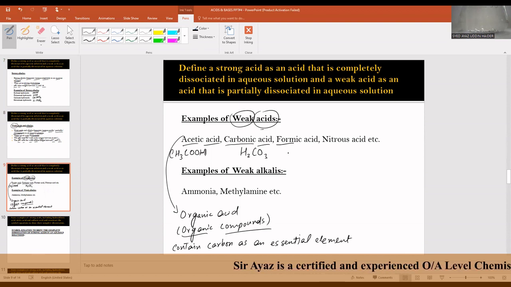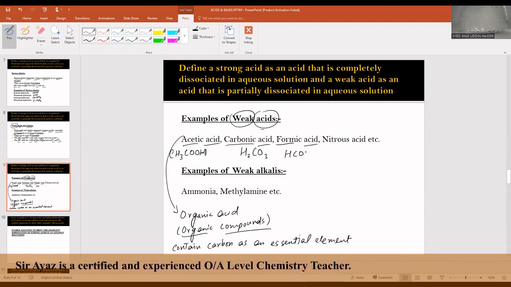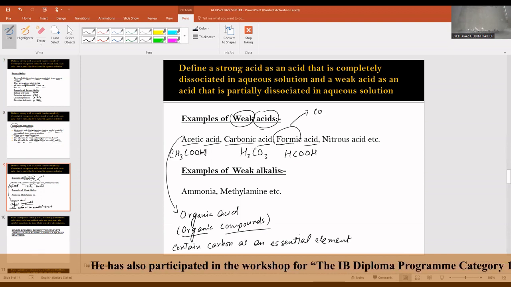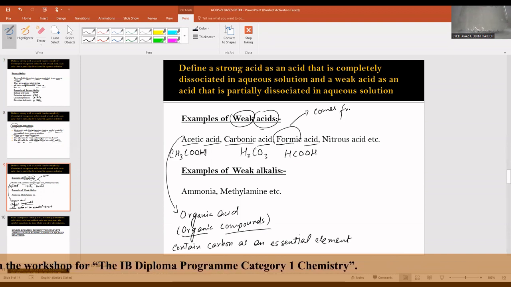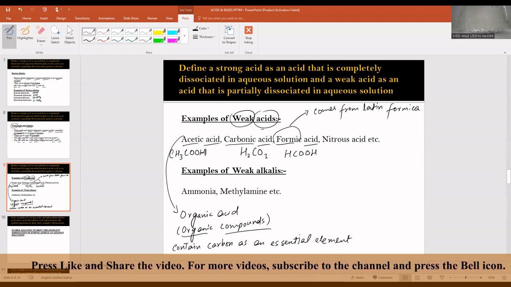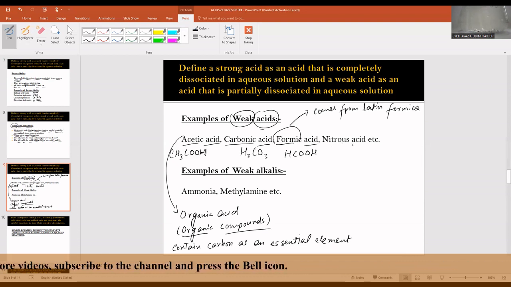Formic acid, formula is HCOOH. The word formic comes from the Latin word formica, which means ants. The bite of ants contains this acid. Nitrous acid is HNO2.